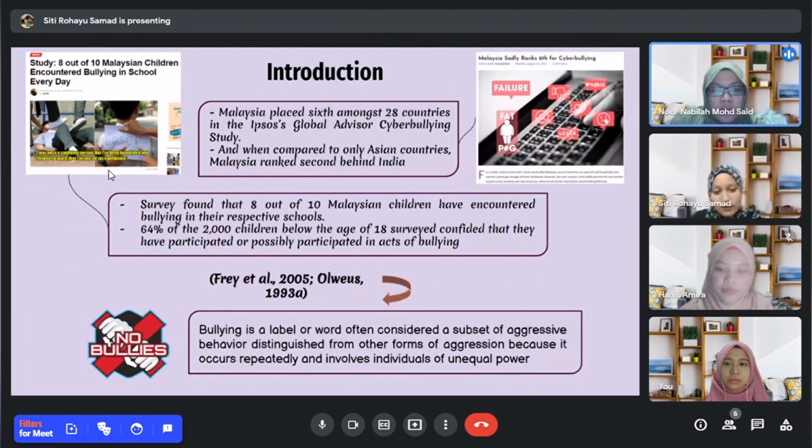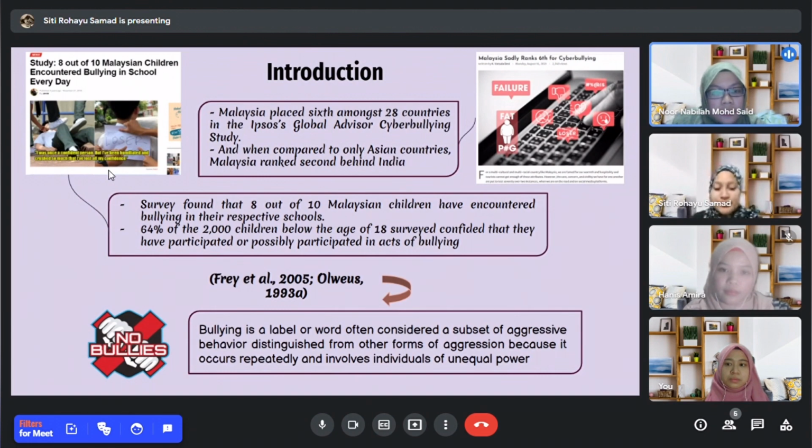For your information, bullying is also so rampant among the community and students. Based on the first newspaper article in this slide, it stated that Malaysia is sixth worst in the global cyberbullying ladder in 2021, where our country placed sixth among 28 countries in the Ipsos Global Advisor Cyberbullying Study. And when compared to only Asian countries, Malaysia ranked second most aggressive country for cyberbullying, behind India.